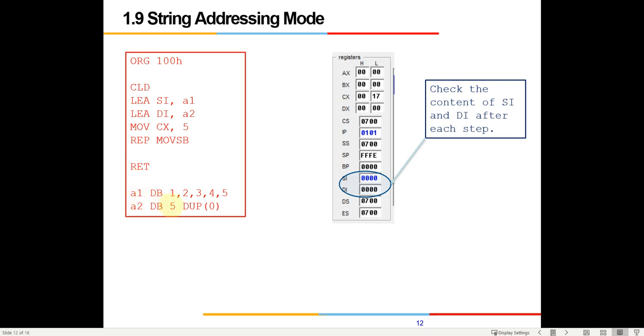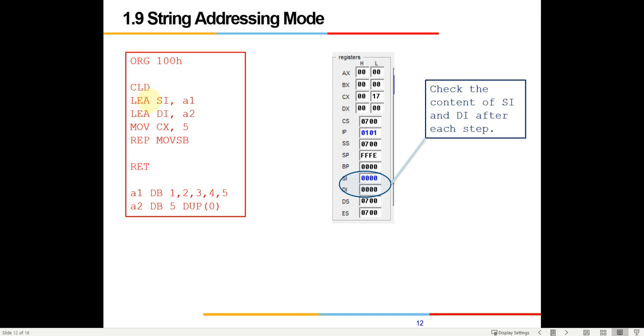When I write A2 DB 5 DUP 0, it is going to earmark 5 consecutive memory locations, because DUP 5 means duplicate 5 times. So 5 memory locations. When I write 0 out here, it is going to put 0 in those 5 locations.